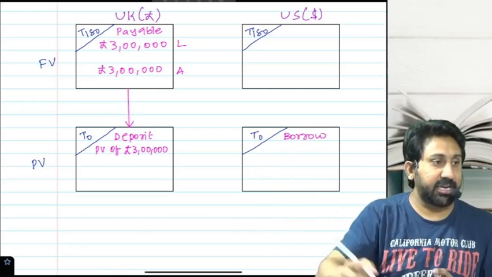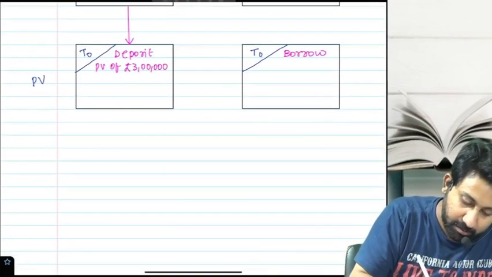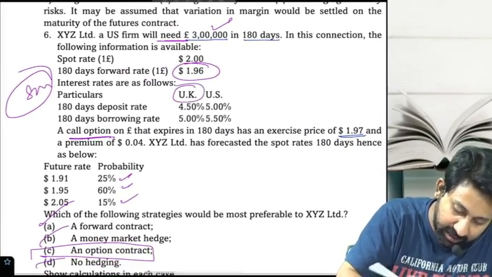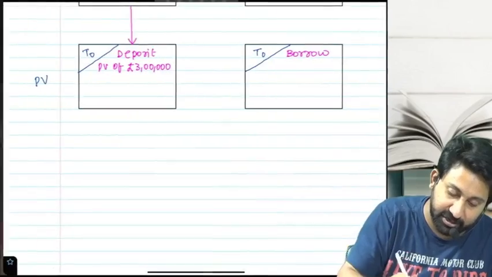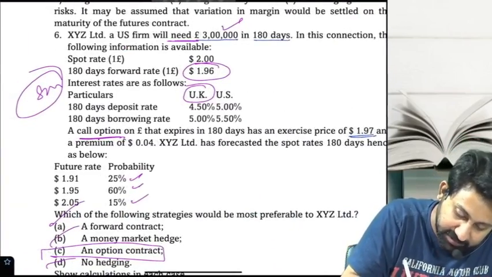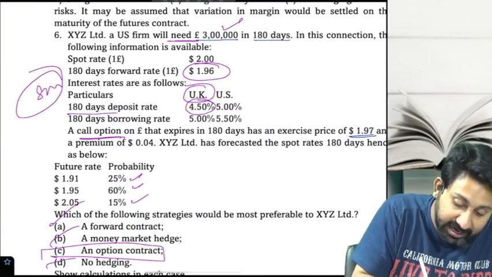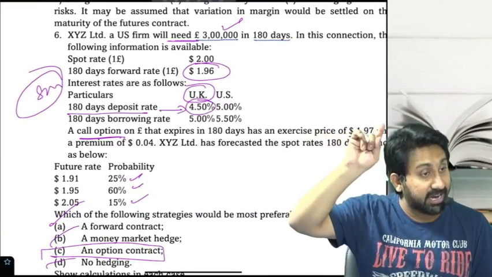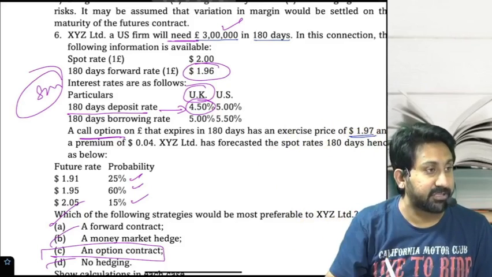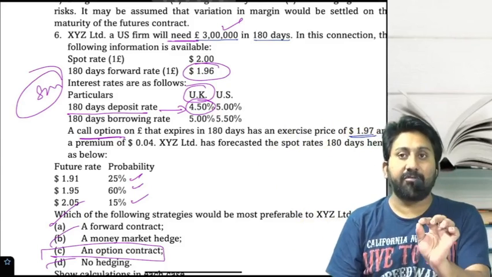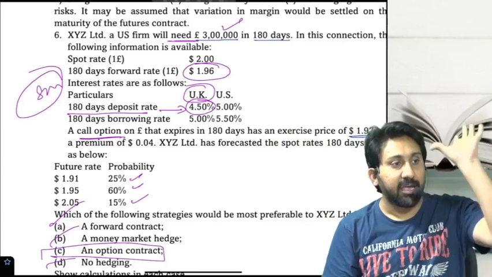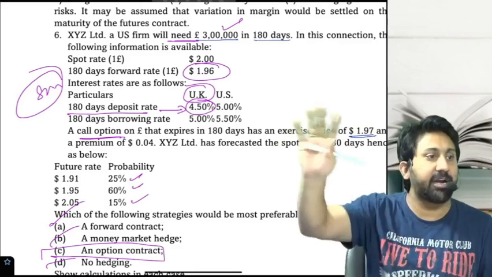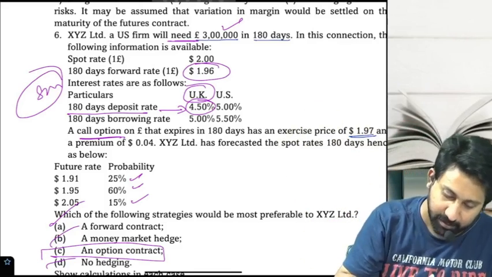First, tell me the present value of pounds. In the UK, for 180 days, which rate do you need? The deposit rate, 4.5. The 180 days rate is 4.5. Again, don't make it per annum. He has already given clearly the 180 days rate of 4.50. Don't reconvert it.